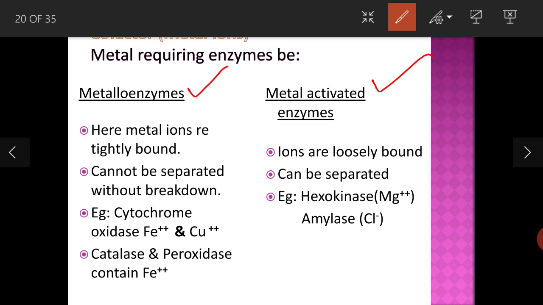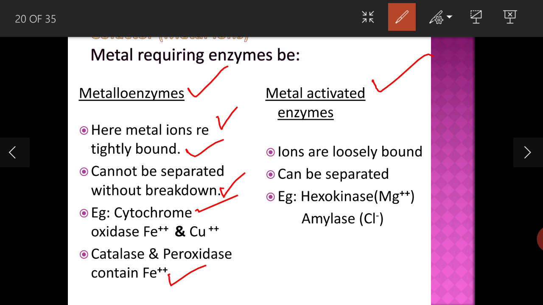In metalloenzymes, the metal ion will be tightly bound to its enzyme protein and it cannot be separated easily without breaking down of your enzyme protein. Example I have is cytochrome oxidase, where the iron and copper will be tightly bound to the enzyme protein. And in catalase and oxidase, you see ferrous ion, that is your iron. Another example is where the zinc is tightly bound to carbonic anhydrase. So these are the enzymes where the metal ions are tightly bound to their enzyme protein.